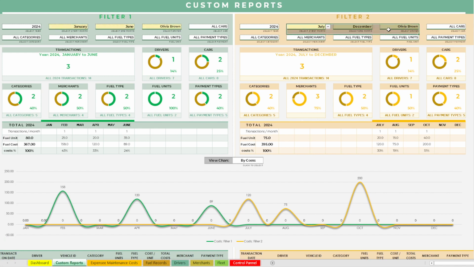So just imagine how many filters, how much you can do with these filters, because you can select anything, you can compare anything and everything at the same time, and you will receive reports based on everything you ask.